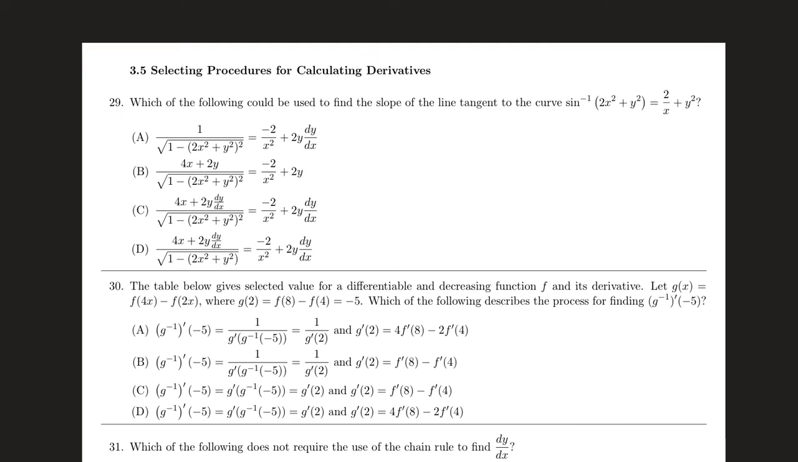3.5 is all about selecting procedures for calculating derivatives, just making sure you're doing the right thing when you're taking a derivative, because now we have all these options between implicit derivatives, chain rule, product rule, quotient rule, all that stuff. Finding the slope of the tangent line means you want to find dy/dx. What would be the first step if you're doing this implicit derivative? I know it's implicit differentiation because I have these x's and y's mixed together, which says I take the derivative of this. The derivative of sine inverse, we know, is 1 over the square root of 1 minus the inside squared.